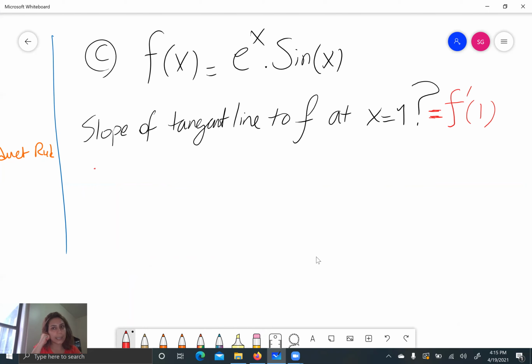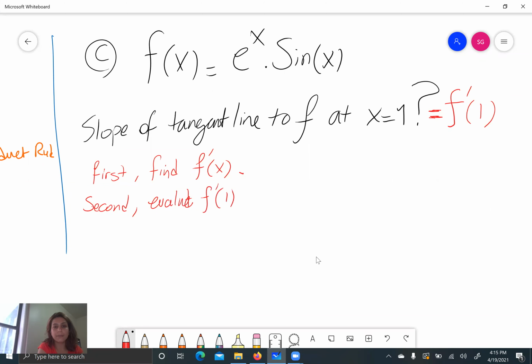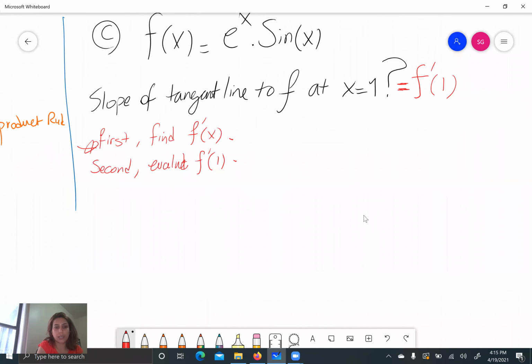So how to do that? First we find f prime of x, a formula for the derivative, and then we evaluate f prime at 1. In this way, we can find the answer. Okay, so the first step is just find the derivative. So let's take the derivative of this function.